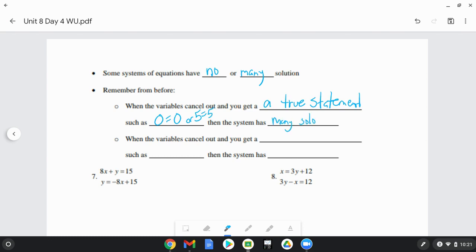So if the two things that are left make sense, then that's always many.